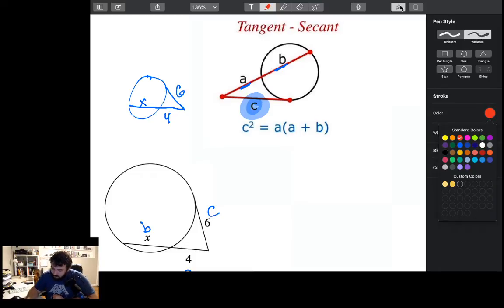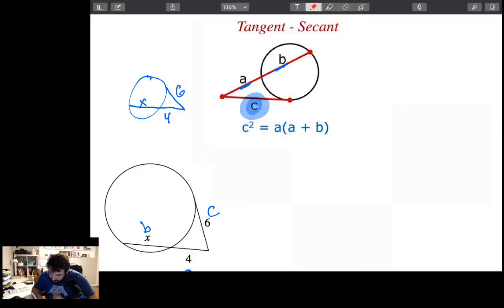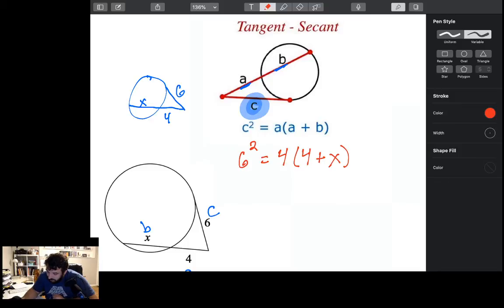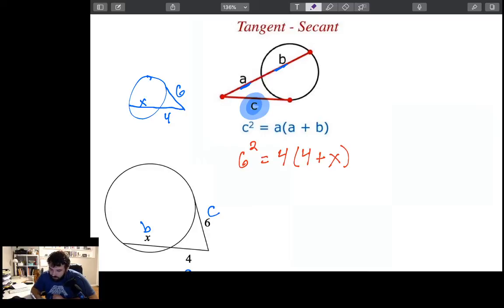So, plugging in. C squared means that I've got 6 squared, and that equals A, which is 4, times parenthesis A, 4 again, plus B, and there's my x. All right. So from here, folks, we've got to do a couple things. First off, we're going to take 6 squared, which is 36. Equal sign still stays. We're going to distribute that 4 into both parts. 4 times 4 is, of course, 16. 4 times x gives me 4x.